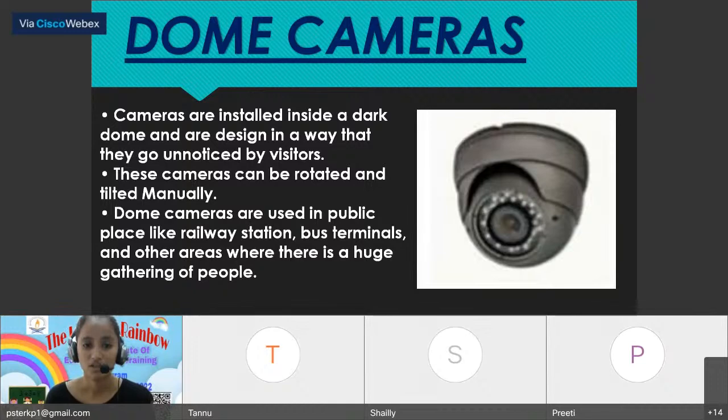Next, dome cameras. Cameras are installed inside a dark dome and are designed in a way that they go unnoticed by visitors. These cameras can be rotated and tilted manually. Dome cameras are used in public places like railway stations, bus terminals and other areas where there is a huge gathering of people.